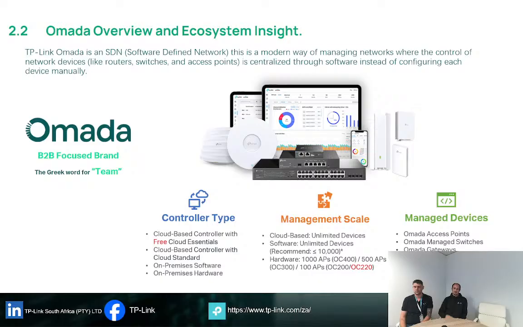Then the hardware controllers, there's a few options, like the OC400, which can take up to 1,000 APs, and then the smallest one we have, which is the OC200, and the newer one that we're going to be bringing out, the OC220, which is then obviously just 100 APs. Okay, and then management devices that you can manage. So you can manage the access points, the managed switches, and now gateways.